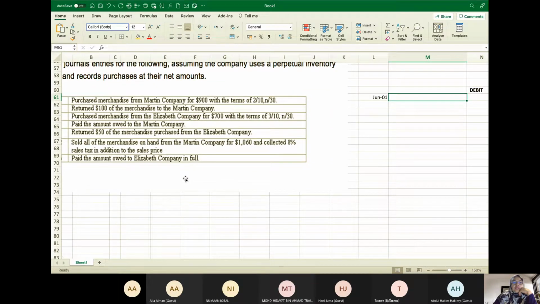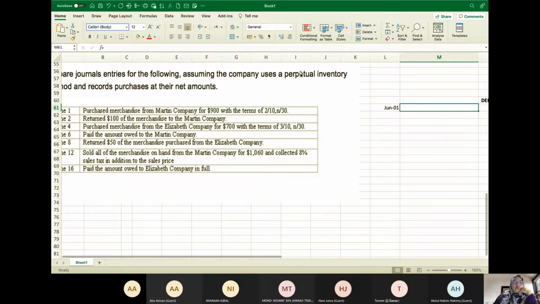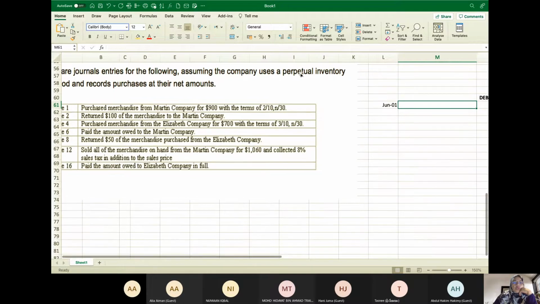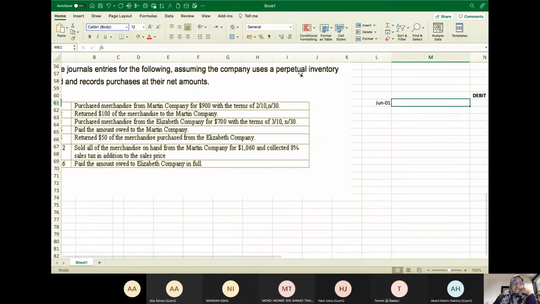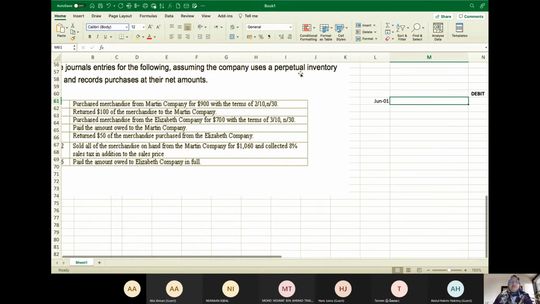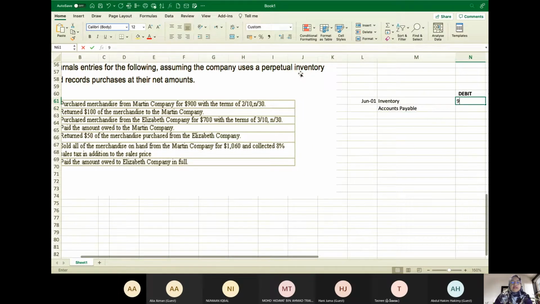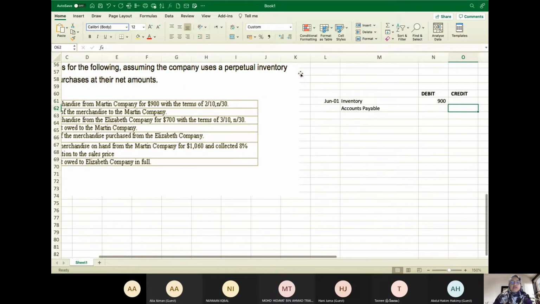So this one is using perpetual inventory. So when you make purchases, what are the entries? You're going to debit your inventory and credit your accounts payable. How much? 900 and 900. You can do it like that.